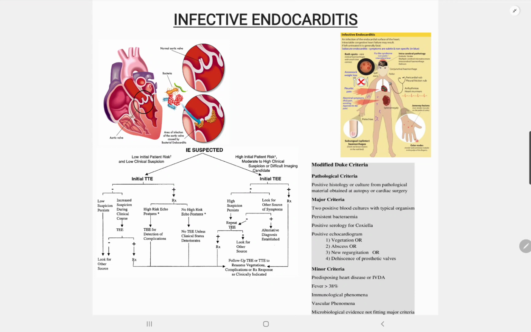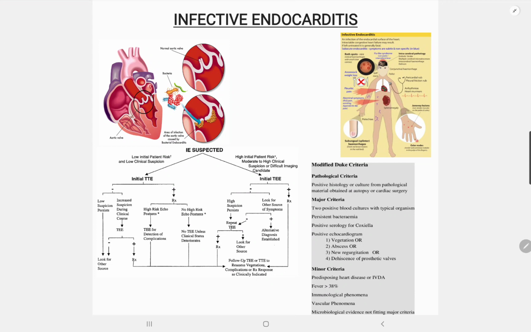Diagnosis involves blood cultures to identify the causative microorganism. Echocardiography, that is the ultrasound of the heart, is crucial to visualize heart valve abnormalities and assess the extent of the infection. Now there is the modified Duke criteria, in which it is divided into three parts.